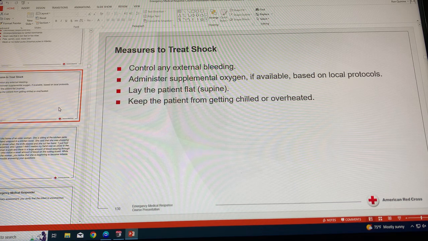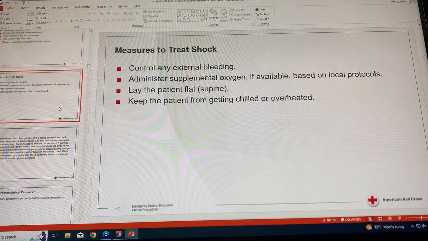Okay. So measures to treat shock, okay? Control any external bleeding. So if someone is bleeding profusely, we want to slow down that bleeding. This will help combat the symptoms of someone going into shock, or maybe help prevent them from going into shock. Administer supplemental oxygen if available based on local protocols, okay?